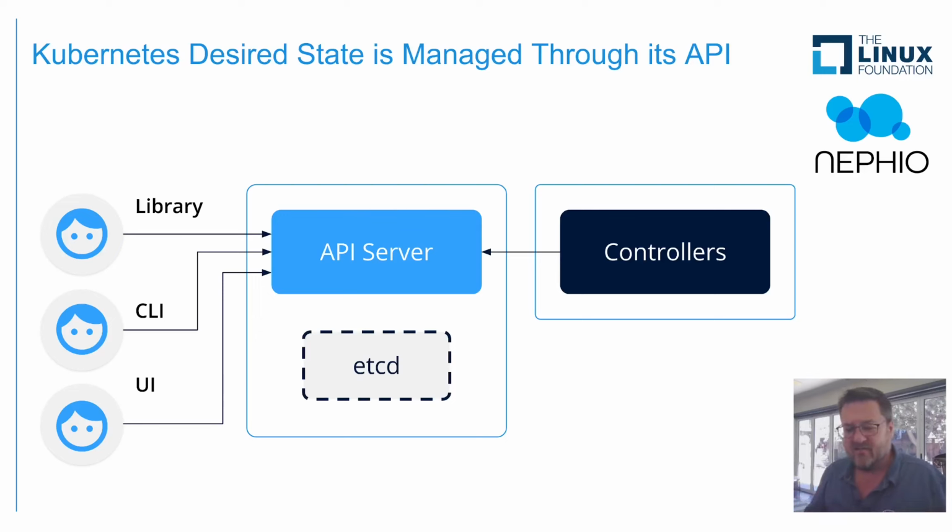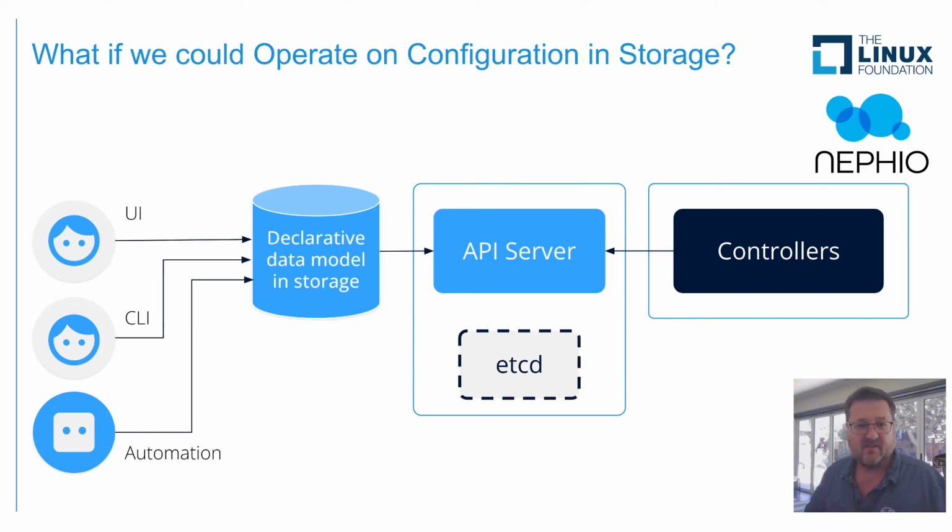But what if there was a way to back that up, to put it in a store like this, where you have a data model in storage that those users can share and interact with before it goes to the API server? You could validate it. You could wait until it's complete before you actually write it to the API server. And this is really the idea behind GitOps.